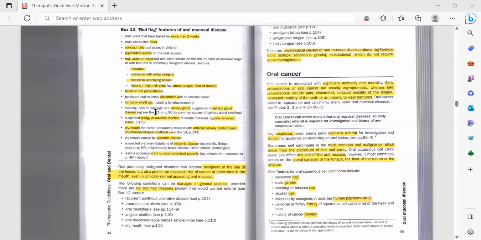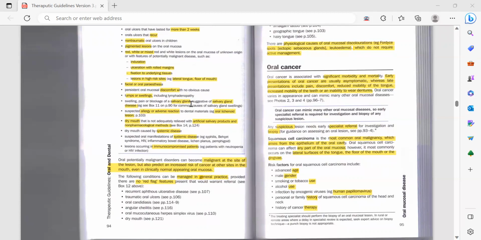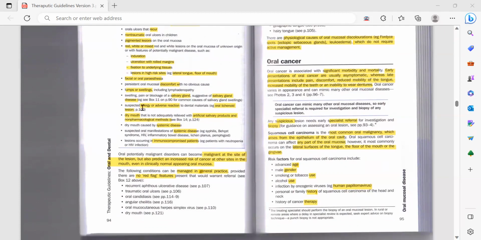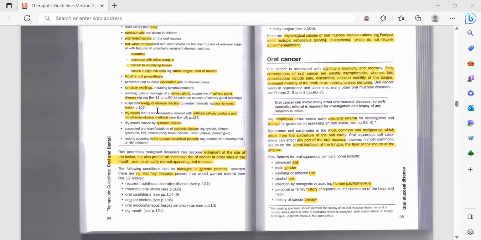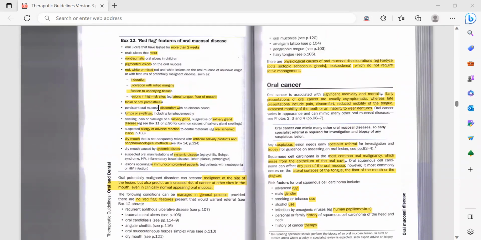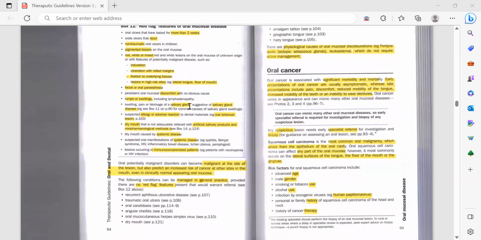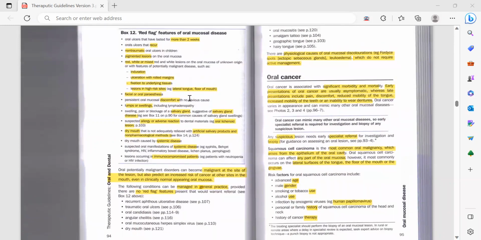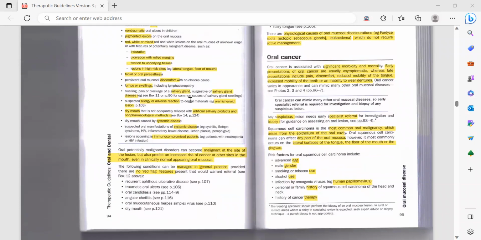Okay, then swelling, pain, or blockage of a salivary gland suggestive of salivary gland disease, suspected allergy or adverse reaction to any dental material. So these are all the signs that you need to remember, that could be one of the reasons that you need to refer the patient to the specialist.